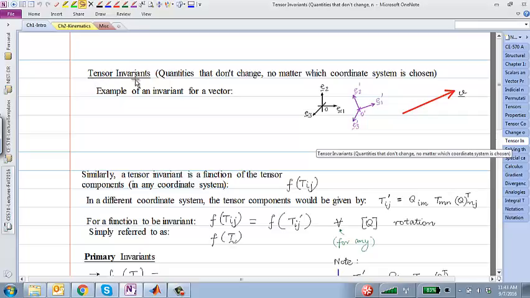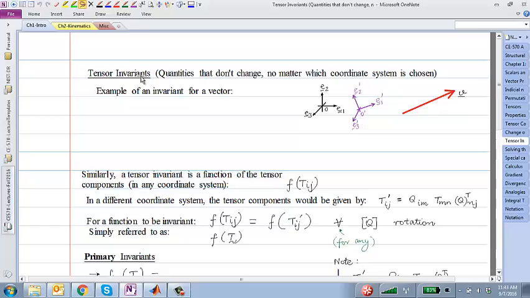We are talking about tensor invariants. Okay, what is an invariant? It's something that does not change if you change the coordinate system. So as I've said, scalars, vectors, tensors, these are physical quantities. They don't depend upon a coordinate system. They don't change just because I choose a different coordinate system, right? So the physical quantity itself does not change, but its components change.